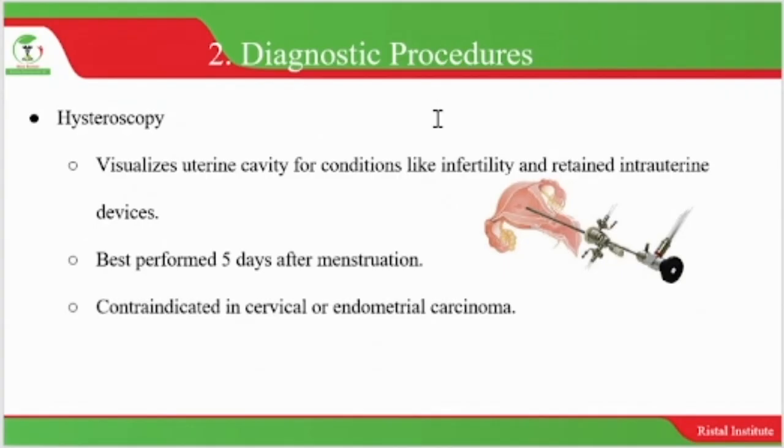Then hysteroscopy visualizes the uterine cavity for conditions like infertility and retained intrauterine devices. It is best performed 5 days after menstruation and is contraindicated in cervical or endometrial carcinoma because it can make it spread further when it is tampered with. Hysteroscopy involves insertion of a device into the uterus via the cervix, and this enables the doctor to visualize inside, to look and see around in the endometrium.